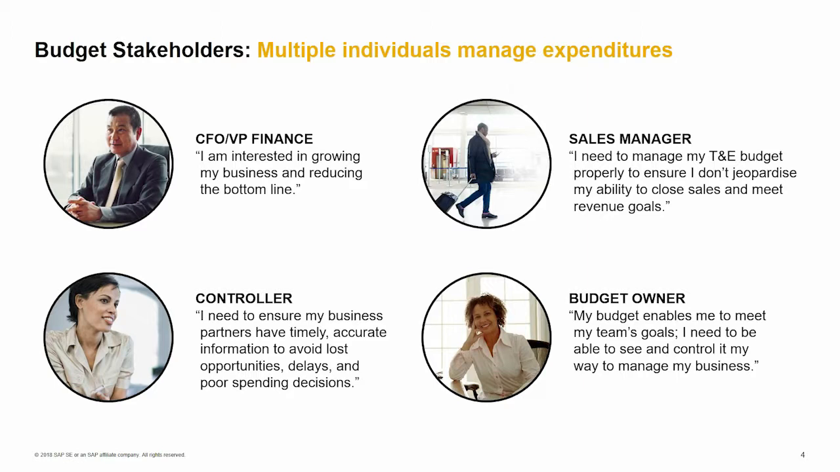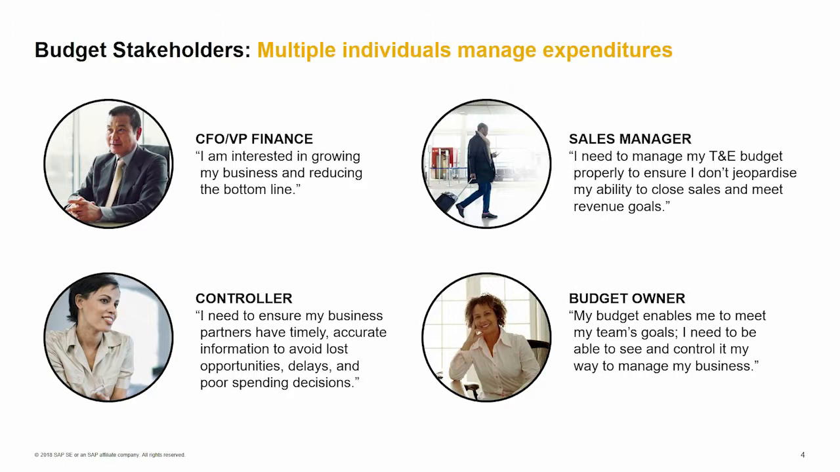If we look at, say, somebody like a financial controller, they're really wanting to make sure that everybody has access to the information they need to make those business decisions. Somebody like a sales manager is going to be really concerned around their T&E budget. They want to make sure that they're spending that really wisely, and they're wanting to make sure that they have budget available to take advantage of any opportunities that come up.